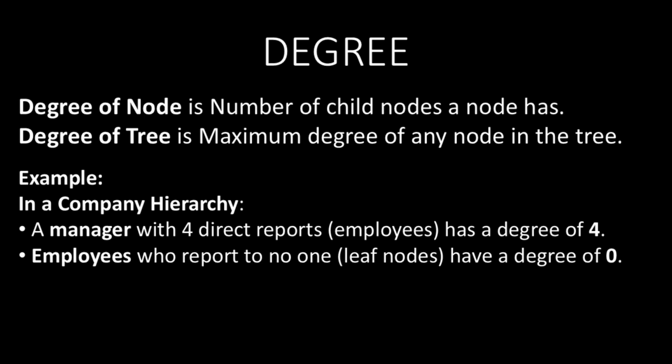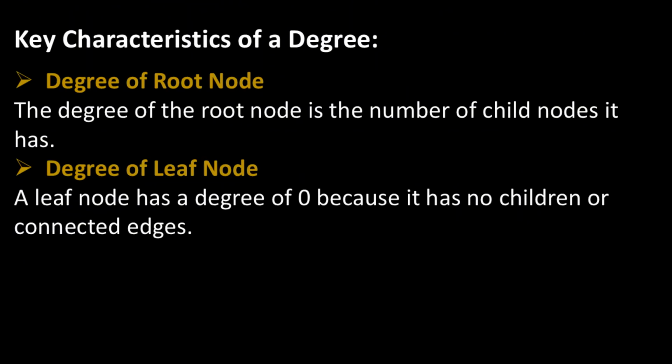So here are two characteristics of degree. First one, degree of a root node. The degree of a root node is the number of child nodes it has. Second one, degree of leaf nodes. A leaf node has a degree of 0 because it has no children or connected edges.